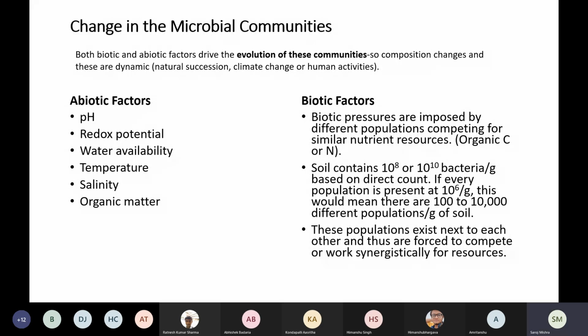Okay, so I will come to that. I have a picture to show you. So I'll show you this data, which is taken from the soil diversity. So anyway, these populations exist next to each other and therefore they are forced to compete or work synergistically for resources.